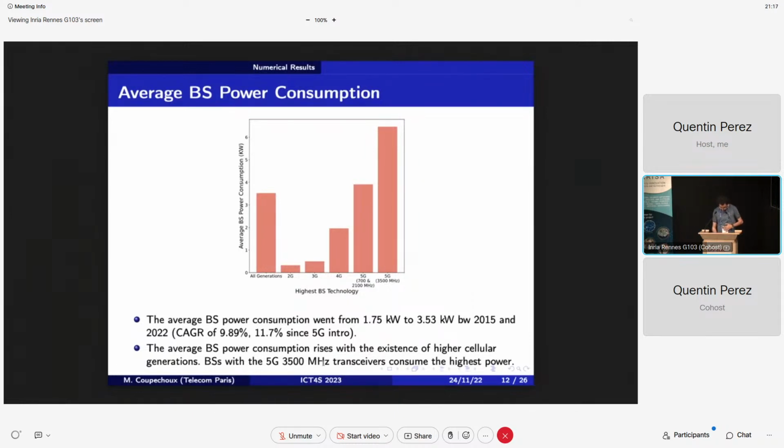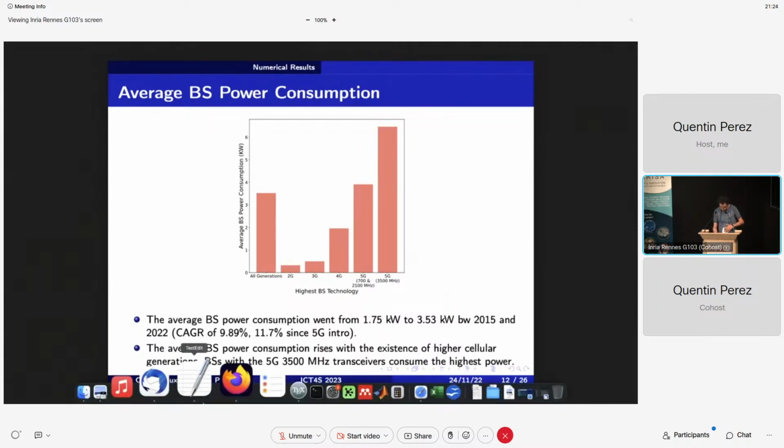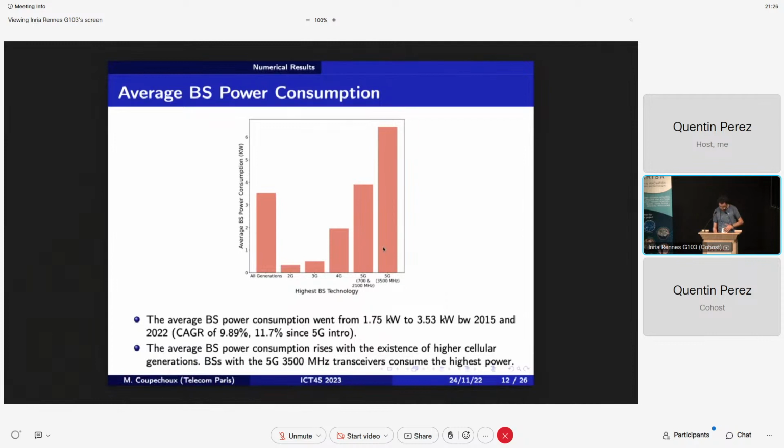So here we show the average base station power as a function of the highest technology. Here on the right you have the 5G case, and on the left you have only 2G base stations. So the increase is quite important.